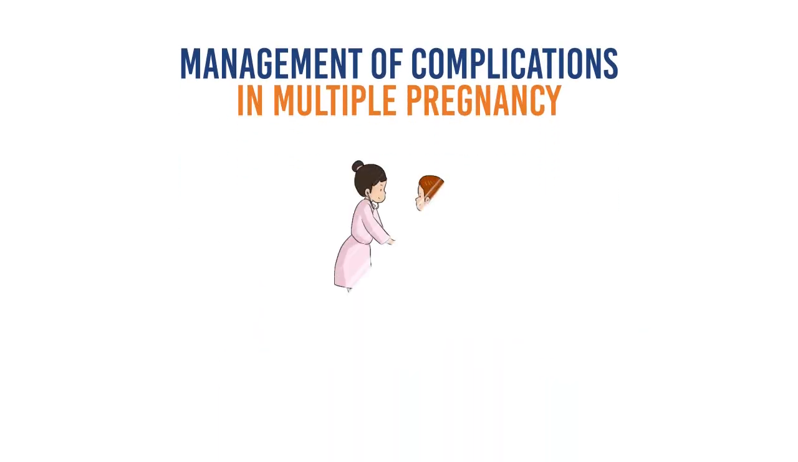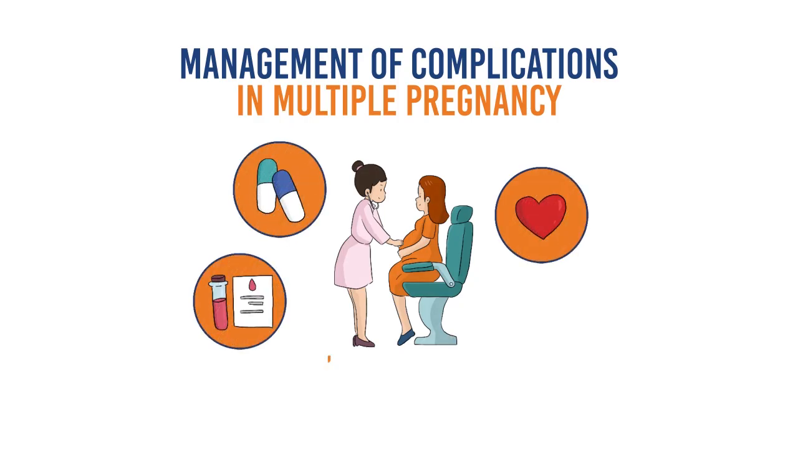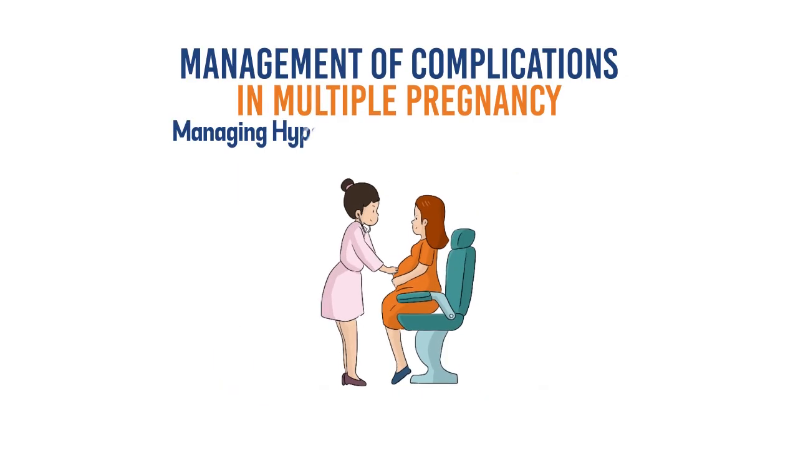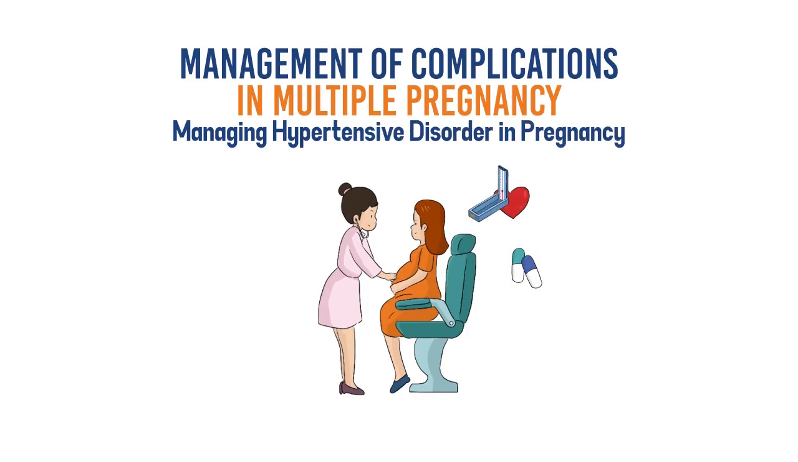Management of complications in multiple pregnancy. Look for signs of anemia so that early supplementation with iron and folic acid may be prescribed. Managing hypertensive disorder in pregnancy. Early detection is key for the management of hypertensive disorder in pregnancy, especially in cases of multiple pregnancy. The advice is to take 150 milligrams of aspirin daily from second trimester if any of the following risk factors are found.